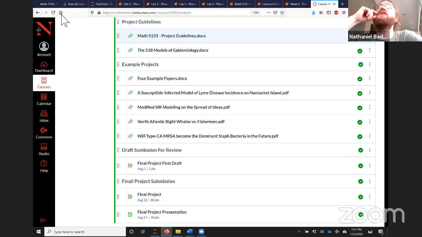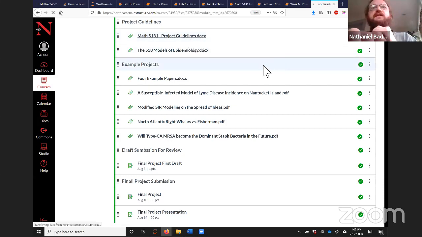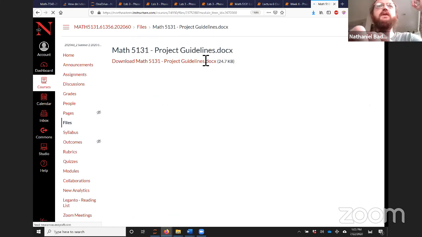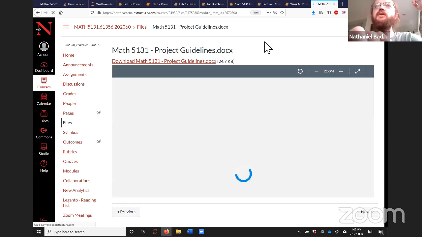Usually longer papers actually tend to be less clear. And some of the most famous papers, especially in the statistics and machine learning world, may only be 4 or 5 pages long, but do significantly more than some of the 30 or 40 page papers I've read. So the project guidelines here. Okay, it's going to open up here.